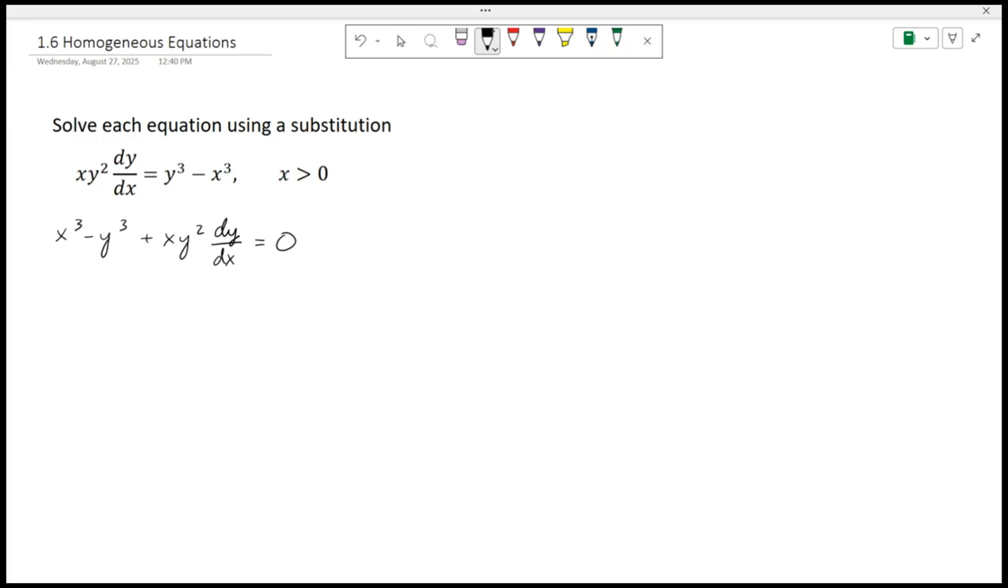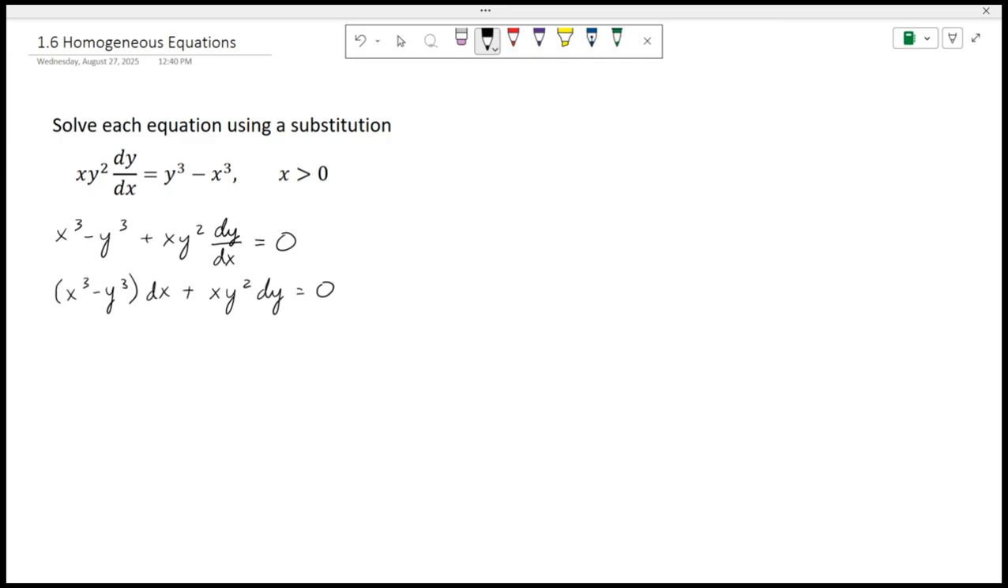I want to see if these coefficients are homogeneous as well. And just to make it look really standard as to what we do with most of these, I'm going to multiply through by dx as well. And then it should look familiar, similar, or the same as how we write an exact equation. So I have x cubed minus y cubed times dx plus xy squared times dy equals 0.